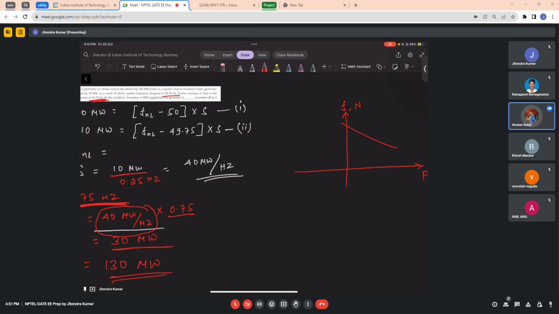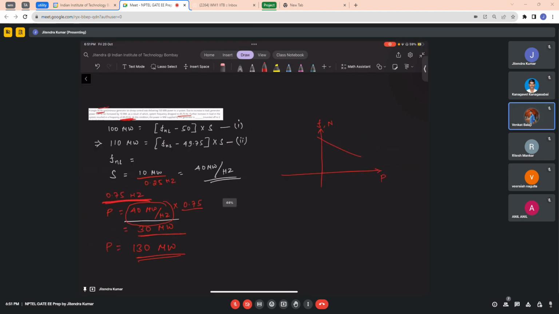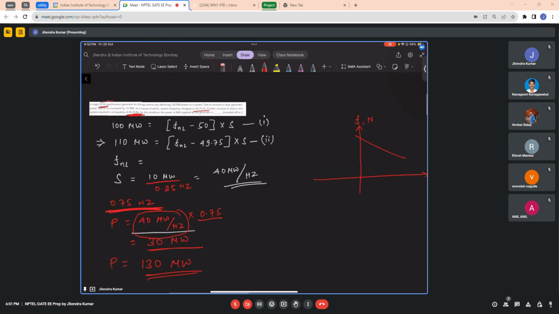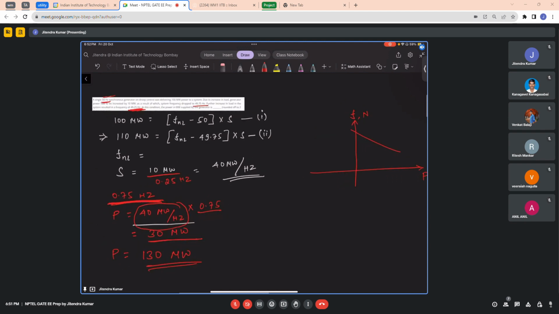I hope now you will be able to solve any problem based on these droop characteristics. Just practice a couple more problems on your own, at regular intervals, and you will be good. So that's all from my side on this particular topic.